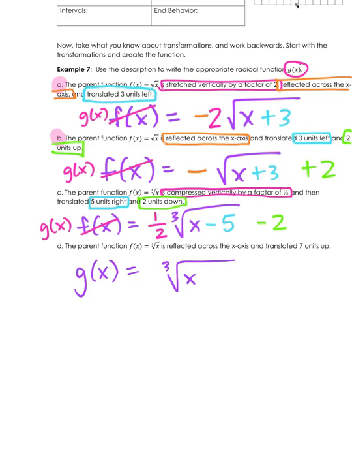All right, so for D, the parent function is reflected across the x-axis and translated 7 units up. Okay, so that means there's no left and right, so I actually don't need as long of a tail on that radical as I had. 7 units up, that's going to go on the end, that plus 7. And then remember when we reflect, we put a negative sign out front to indicate that we are flipping over the x-axis. And that's it.